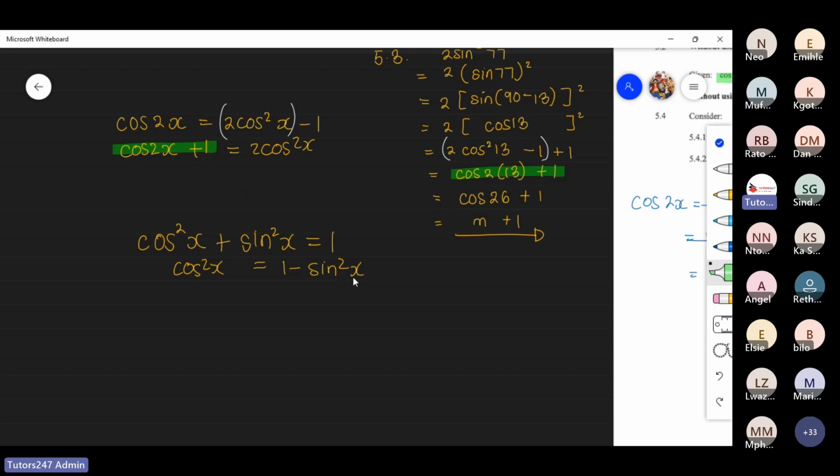Another method would be to write out your double angle formula equation and solve for 2 cos squared x, and substitute what 2 cos squared x is equal to. Does it make sense, Mufunwa? Yes, it does. Thank you. Okay, perfect.